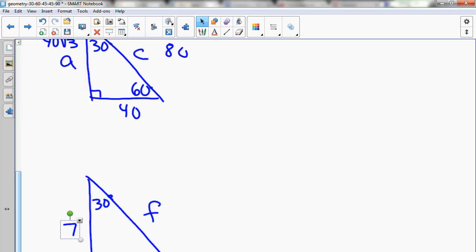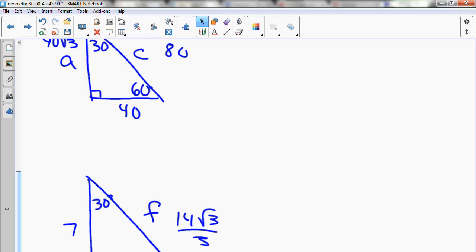Now, how do I go from the short leg to the hypotenuse? You double it. Okay, so if you double this, what would that be doubled? 14 square root of 3 over 3. That's the harder version of the question right there.